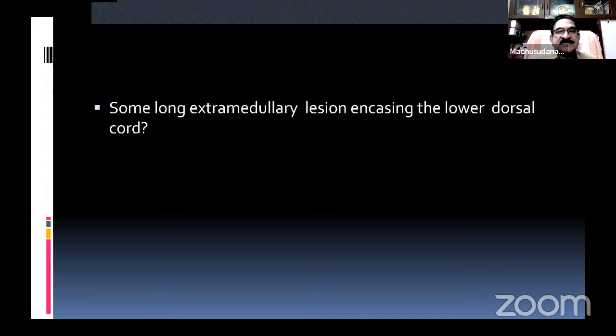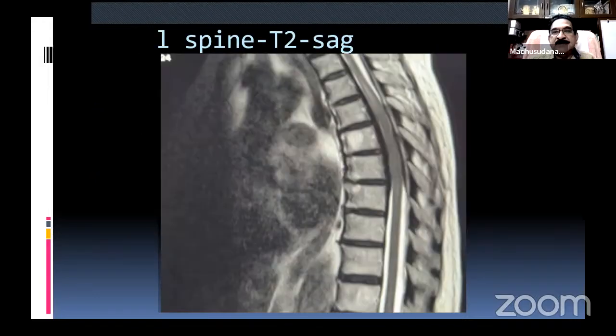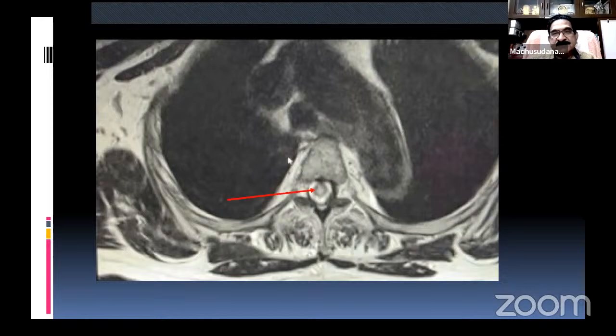So what do you find? Some long extramedullary lesion encasing the lower dorsal cord. Will it explain the proximal muscle weakness? No, because outside compression cannot produce more proximal muscle weakness. Let us see, you can find the hyperintensity within the cord, inside, in the sagittal cut and also in the axial cut. So there is an intramedullary hyperintense lesion, and that could explain the more proximal muscle weakness.